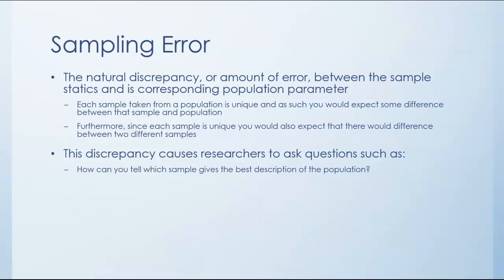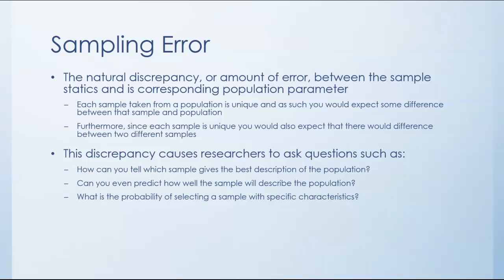So the first thing we want to talk about is how can we tell if a sample gives the best description of the population? How do we know that if we pull a sample from a population, this is going to be an appropriate sample to use in order to run our treatment, things of that nature? And then, can we predict how the sample will describe the population? Are there things that we can do that will predict that this sample will describe our population in such a manner? And what's the probability of selecting a sample that has a very specific characteristic?